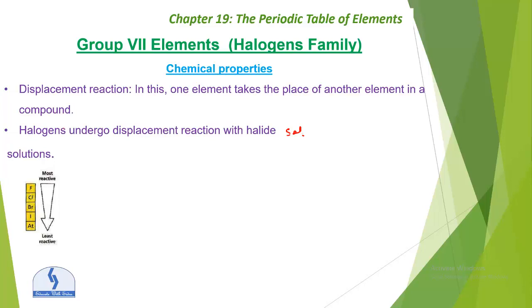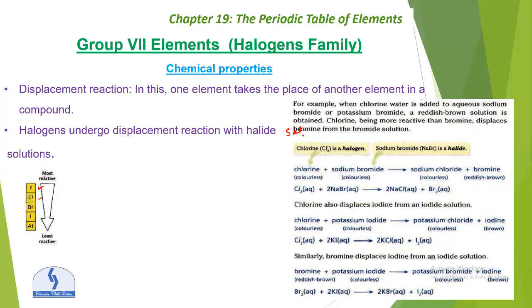So the more reactive the halogen, the more reactive is fluorine. A more reactive halogen will displace the less reactive halogen from its halide solution. Right? Like fluorine can replace chlorine, but chlorine cannot replace fluorine, right?